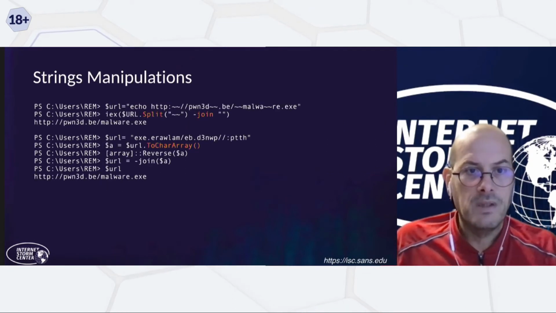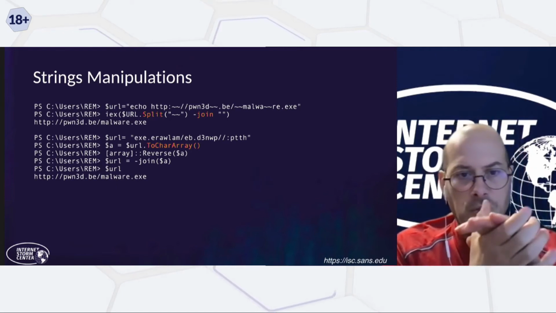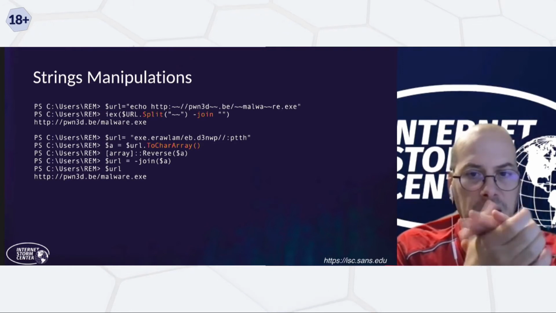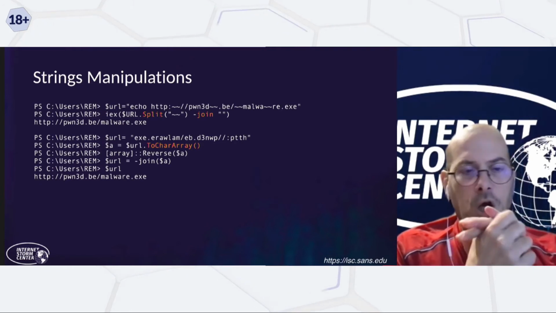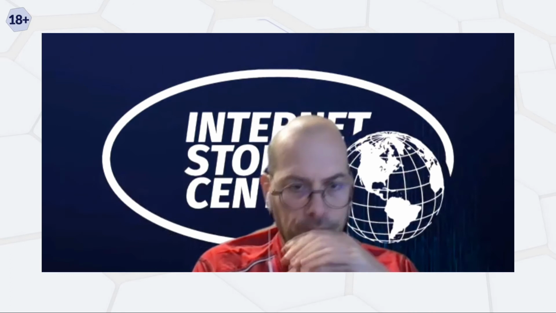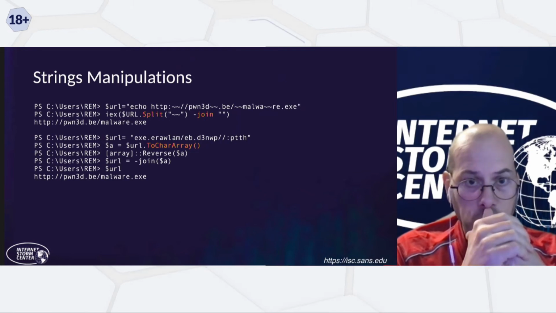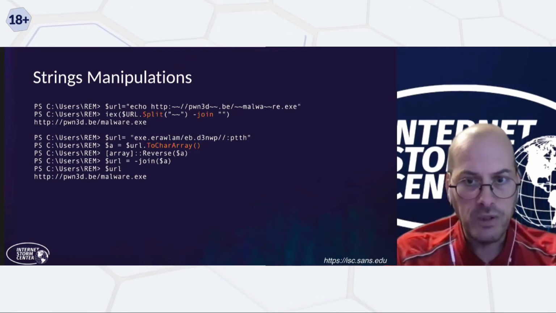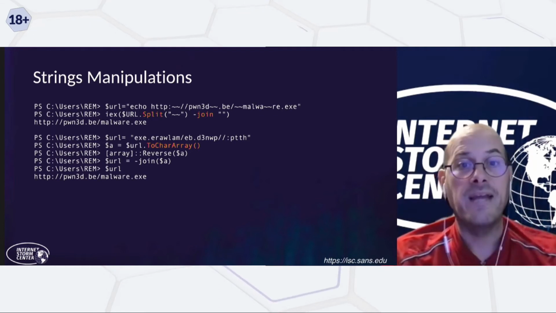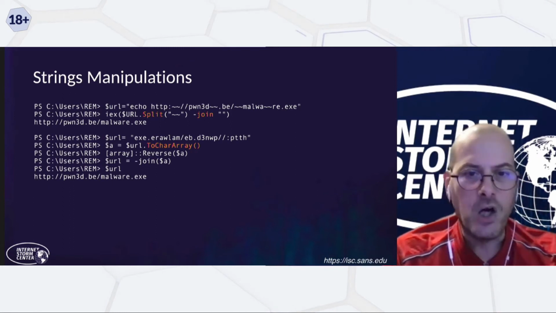Another one, string manipulations. As I already mentioned, you can manipulate strings in many ways in PowerShell. A technique that is really common is to use split and join. How does it work? Have a look at the first line. We define a variable called URL once again, which contains a piece of code, echo, http: tilde, and you see that you have a lot of tildes. So once again, instead of concatenating strings, I have one string containing, I would say, garbage characters.